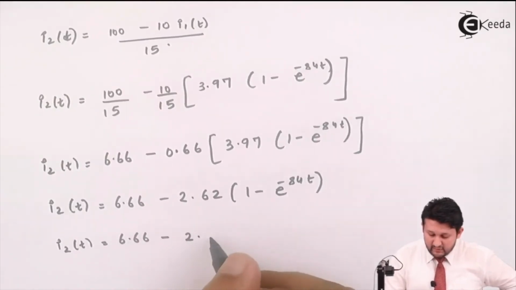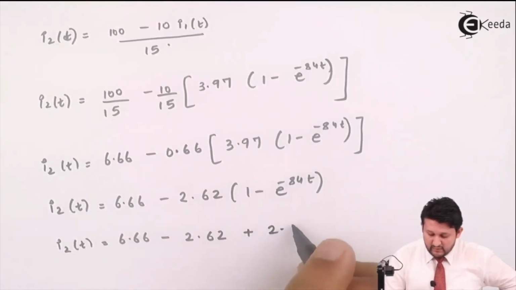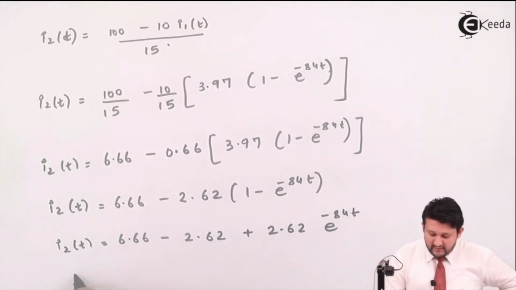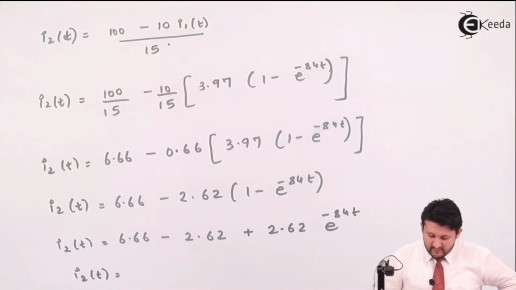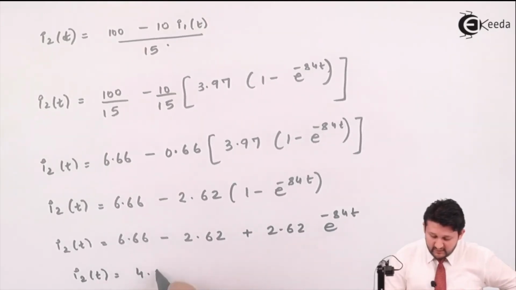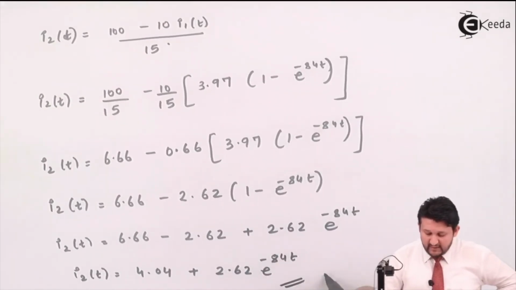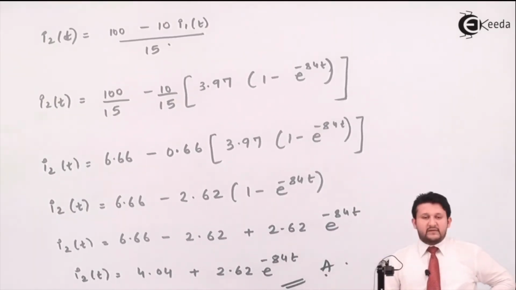Again, further if you want to simplify, open the bracket, so you will be getting 6.66 minus 2.62 plus 2.62 into e raised to minus 84 into t. To simplify this term, I2 of t equal to 6.66 minus 2.62. The value which you got is 4.04 plus 2.62 e raised to minus 84 into t. That's the value of I2 which you got after simplifying the equation.